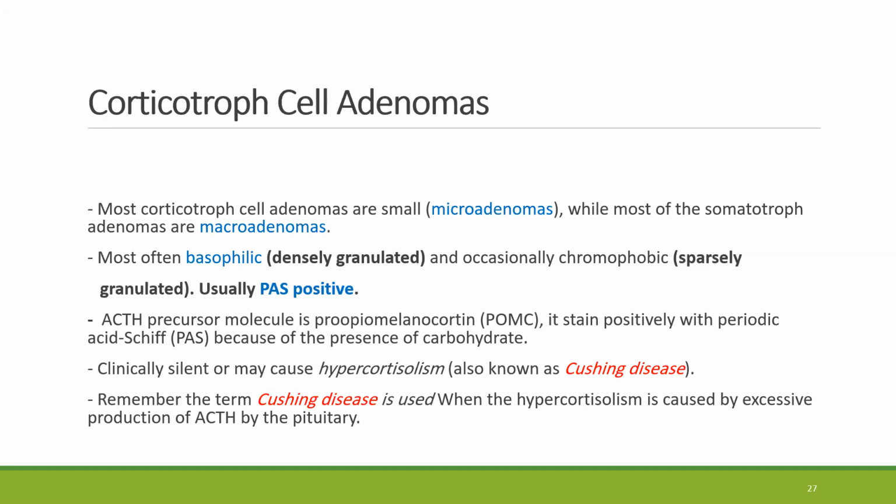Cushing disease is always caused when the hypercortisolism is caused by excessive ACTH production. So there's a difference between Cushing disease and Cushing syndrome. Cushing disease is caused by extra ACTH produced by a pituitary adenoma. Extra ACTH at the level of the pituitary adenoma affects the adrenal to produce more cortisol, to get what we call Cushing disease.